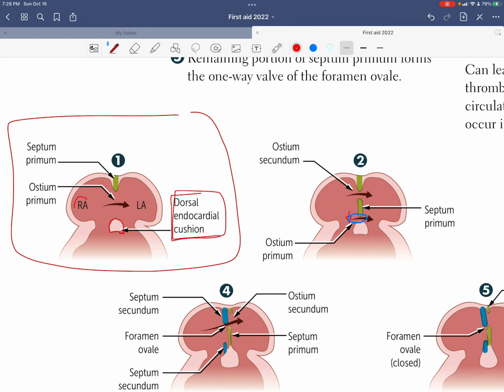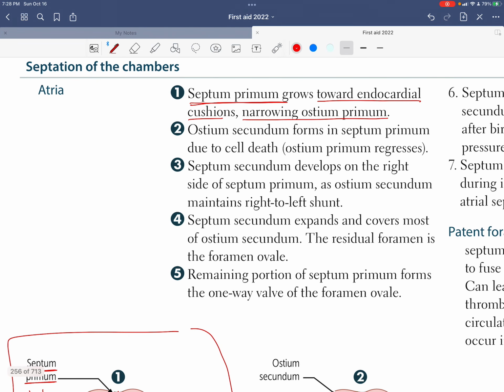What is starting to begin is something called the septum primum. Septum means something that isolates two parts, while ostium is a hole or an opening. So there's already a huge hole in week 4 between the right atrium and the left atrium, but in time it's going to be closed by this green growing thing that is going downwards toward the endocardial cushion. This is called the septum primum. It's the first thing to develop, and it just goes down to the dorsal endocardial cushion.